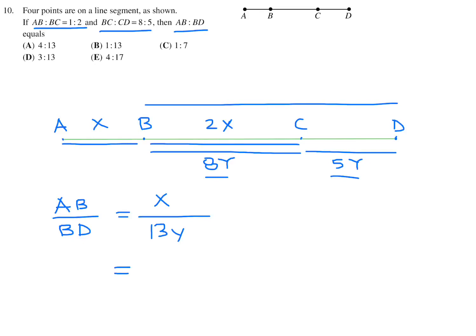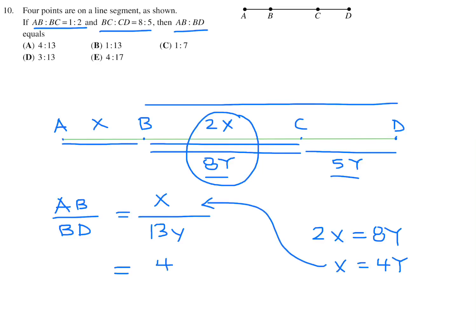All right, we've got two variables here. We've got x over 13y, and that's not going to give us a ratio. But the good news is that from my diagram right here, 2x is the same as 8y. So that means x is the same as 4y. So I can substitute that into here. So we've got 4y over 13y, and the y's cancel, and therefore you get just 4 over 13. And therefore the ratio is choice A.